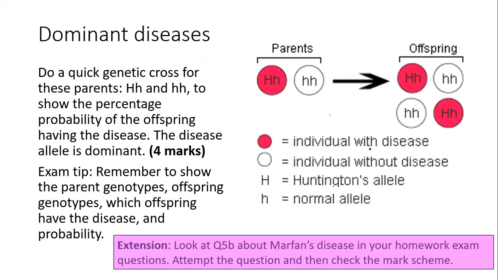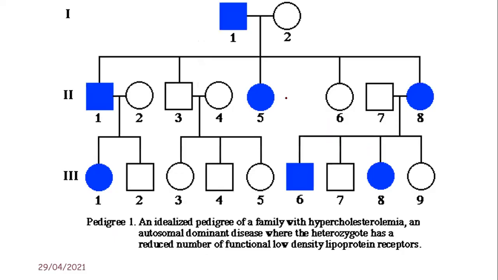Here we go. So parents, like I've just shown you, offspring with disease, Huntington's allele and normal allele. So we use Huntington's here. So here's another pedigree chart. Okay, so here we've got another pedigree chart.